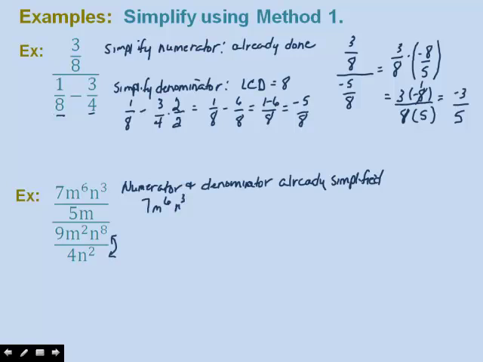So here's our numerator. And then for our inverted rational expression here, we get 4n squared on the top, 9m squared n to the 8th on the bottom. And let's write all of these multiplied together so that we have one big rational expression.